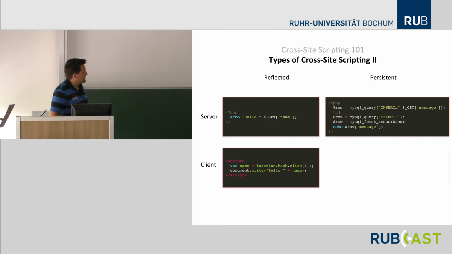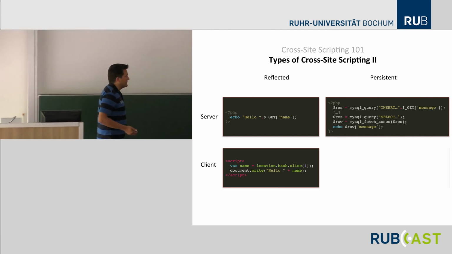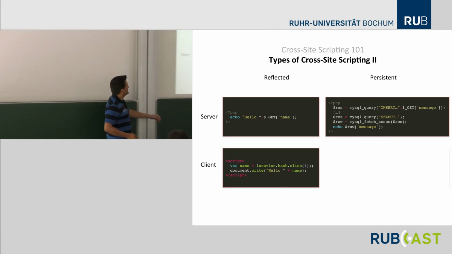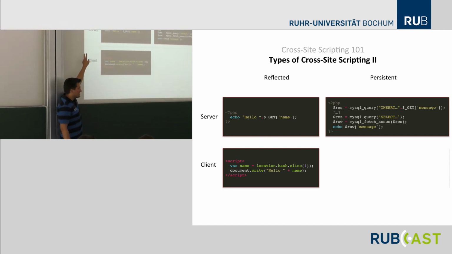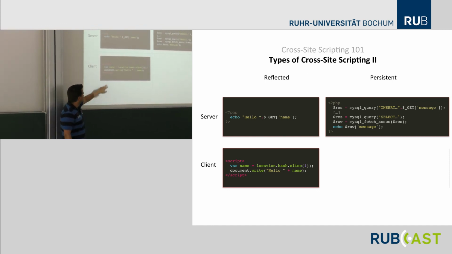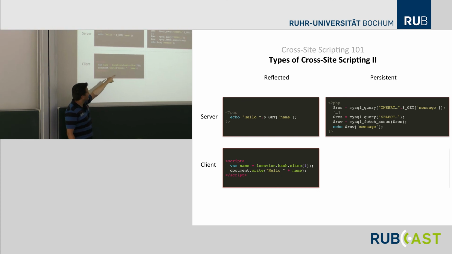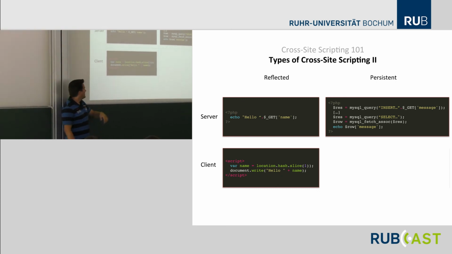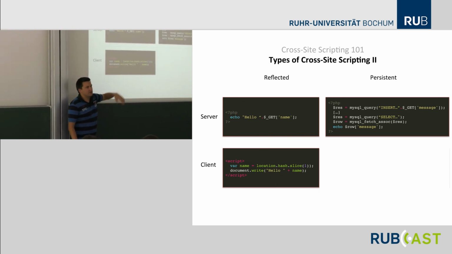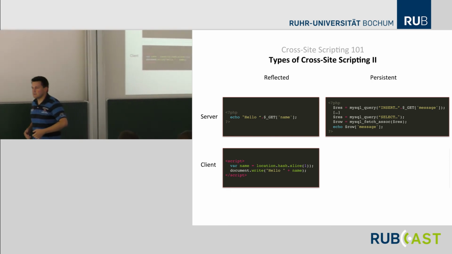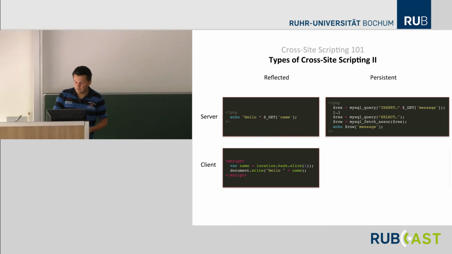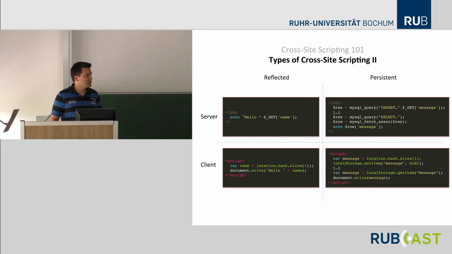The same we have on the client side. So here we have JavaScript code, and here you can see the difference. This is server-side code, this is client-side code. And we see just this JavaScript code. The JavaScript code reads something from the URL and just prints out a greeting via document write, which is again a cross-site scripting. And I think probably most of you have not seen this one.